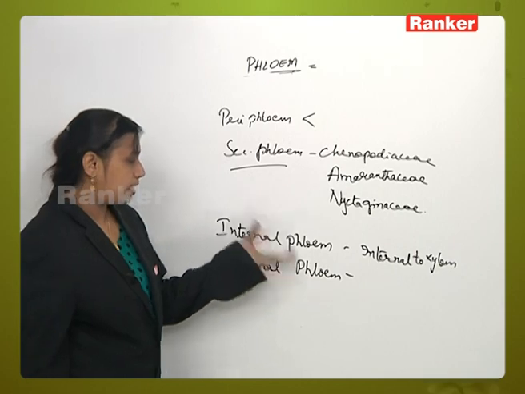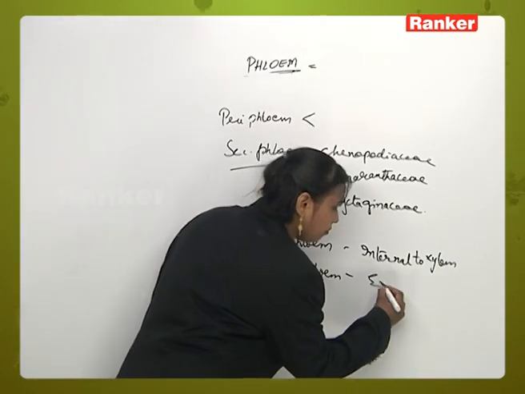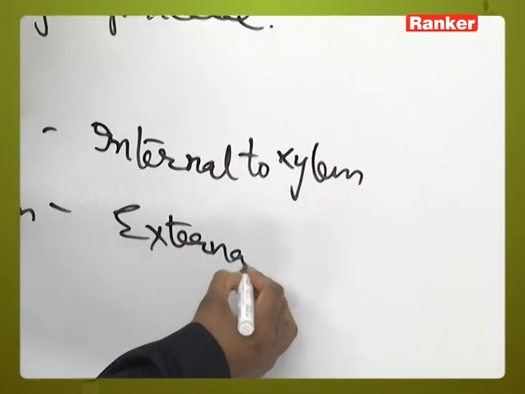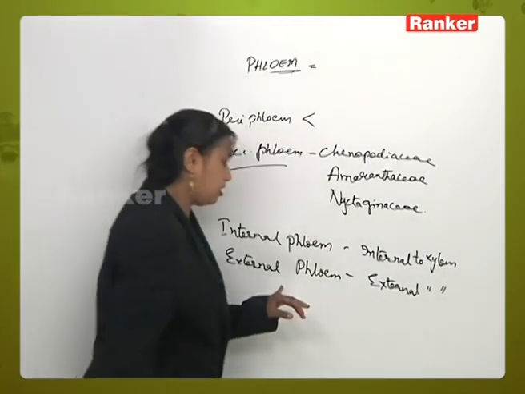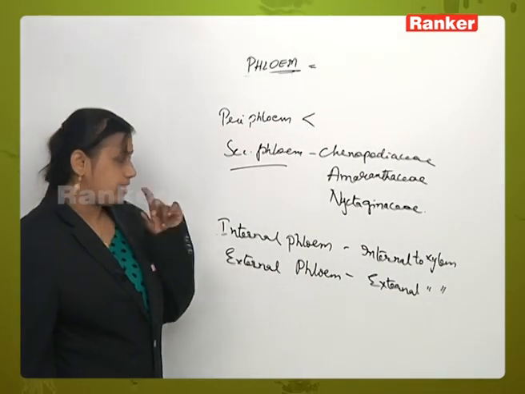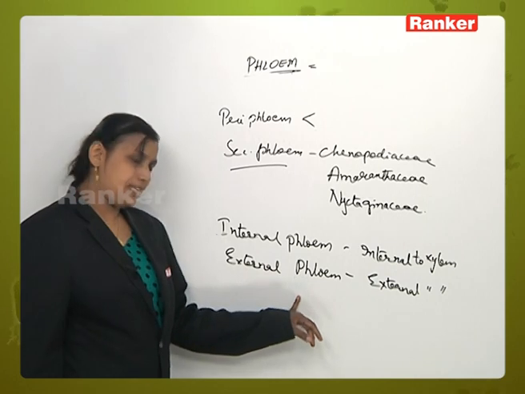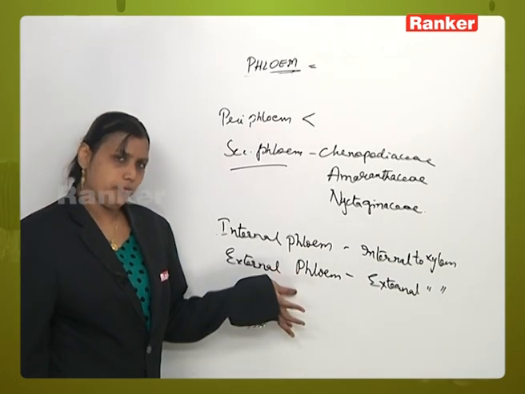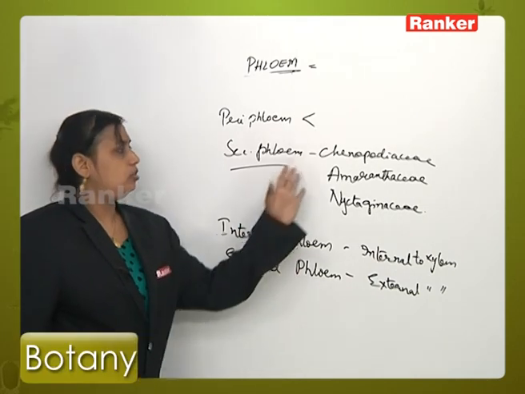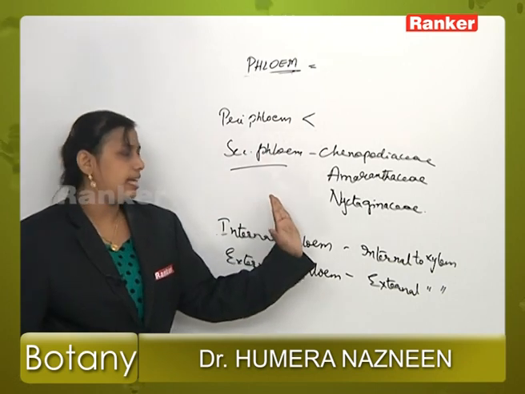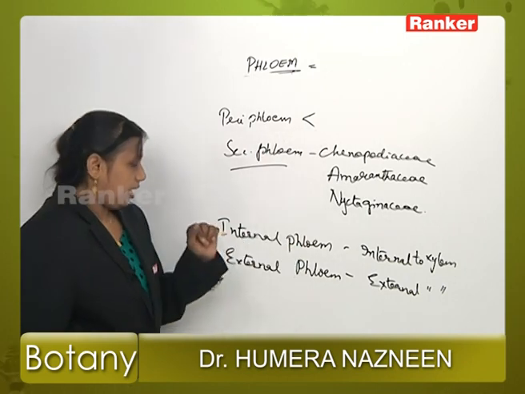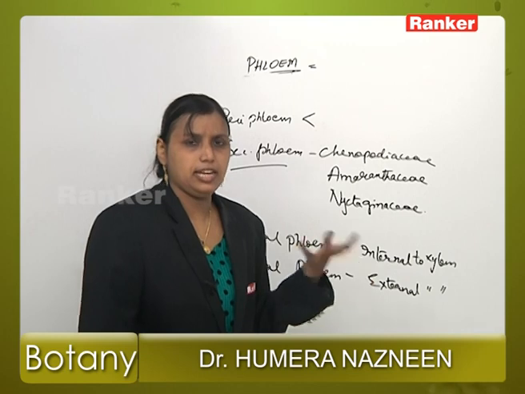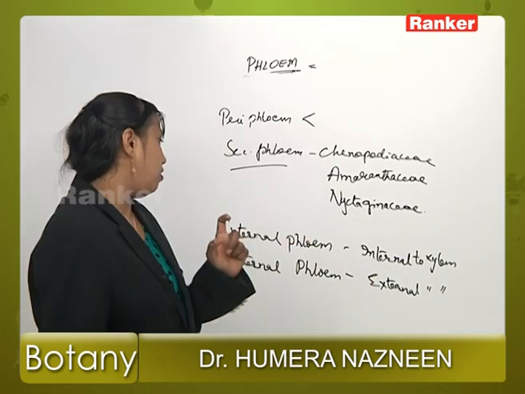If the phloem is occurring towards the external side of the xylem, then that is called external phloem. We can see maximum external phloem in the families belonging to Chenopodiaceae, Amaranthaceae and Nyctaginaceae.